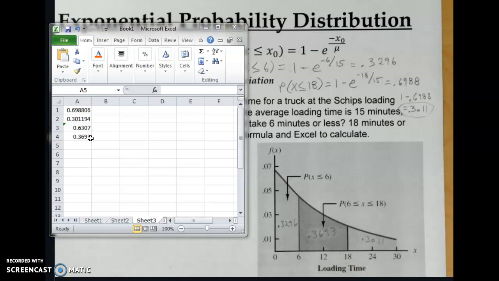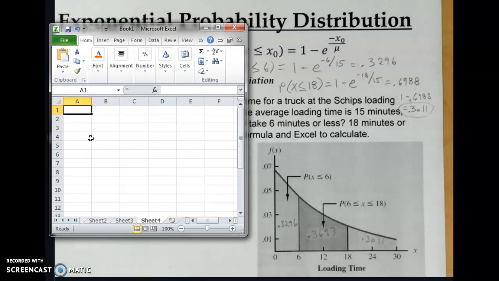The next thing we're going to do is build a graph. Okay, and just like we did with the other example, we're going to put in our first column the possible values that x can take on. And we know it can take on 0, it can take on 1, all the way up to infinity technically, but let's just go to 30 because this is where our data goes. Okay, so let's drag this down and go 0 to 30. So the loading time can be between 0 and 30 minutes.